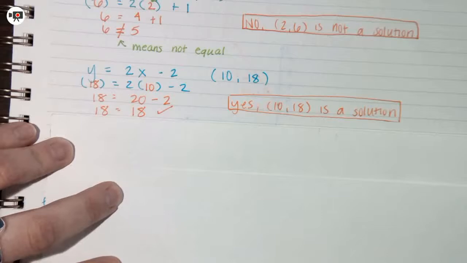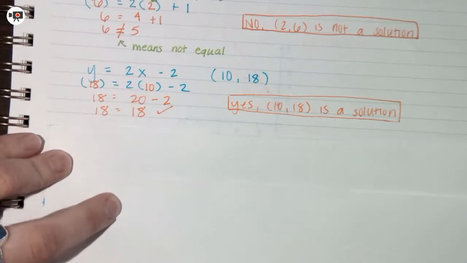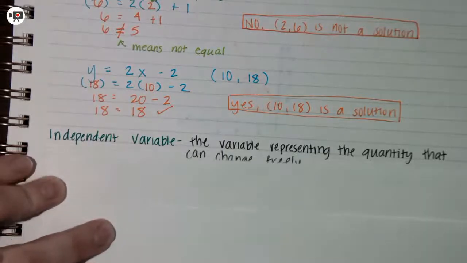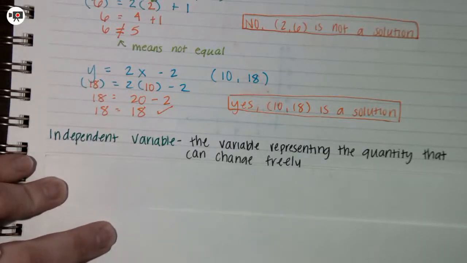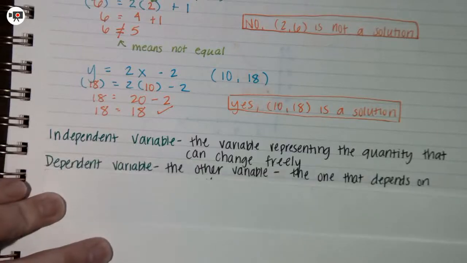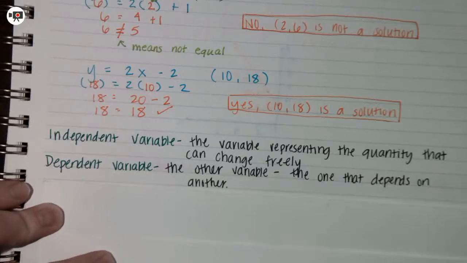When we have equations in two variables, we have different kinds of variables. One of them is the independent variable, and that is the variable that can change freely. It does not need anything else to know what it is. Next, we have a dependent variable, and that is the one that depends on the other. So this would be like you need to know x in order to know y.